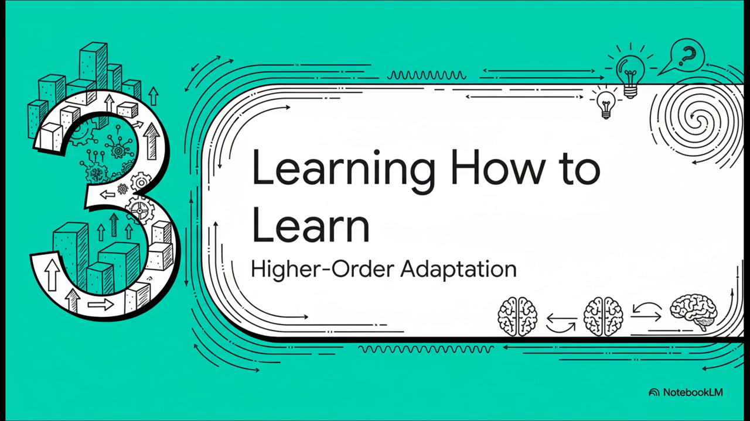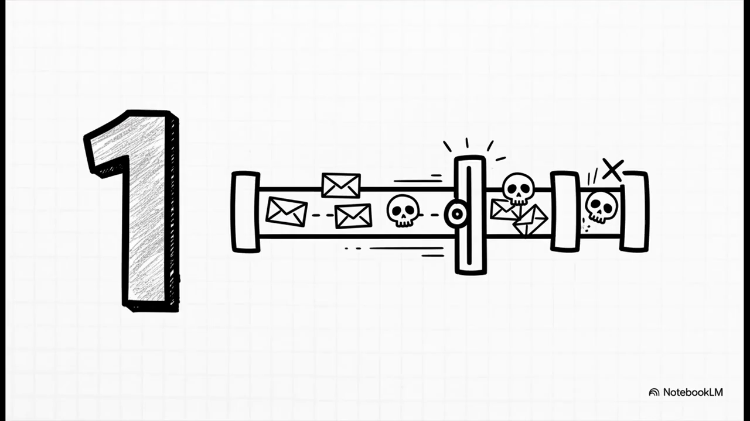Okay, hang on, because this is where things get really cool. We're not just talking about a system that can learn. We're talking about a system that can learn how to learn better. This is something called higher order adaptation. So at level 1, you've got your basic adaptation. Think of a spam filter. It sees new types of junk mail, and it learns to block them. It's learning, for sure, but it's pretty straightforward.